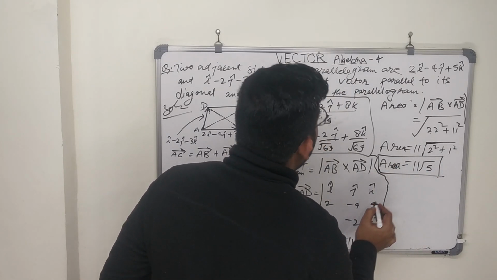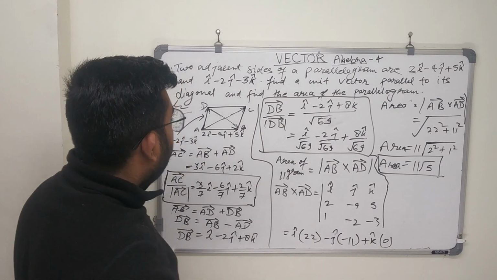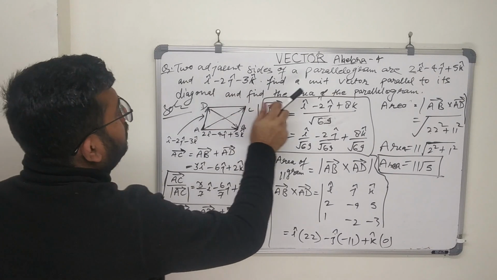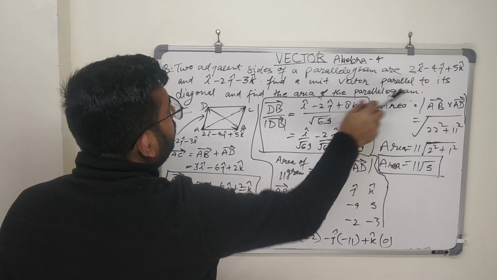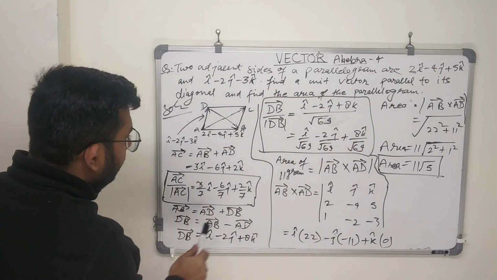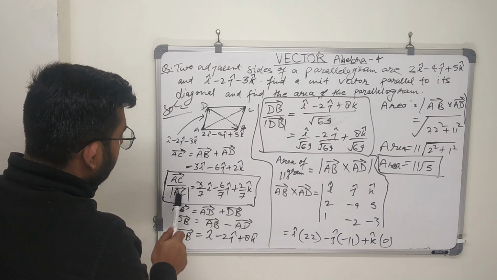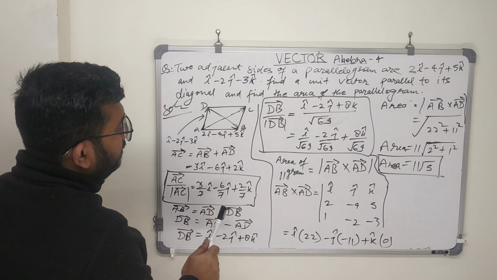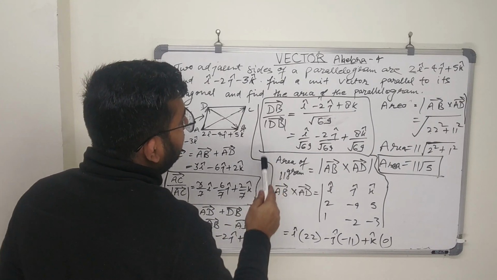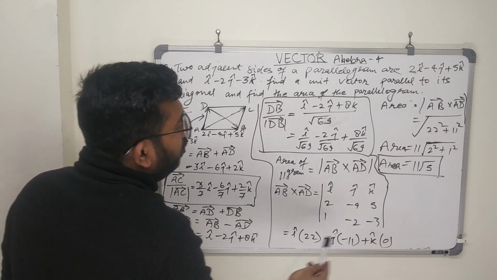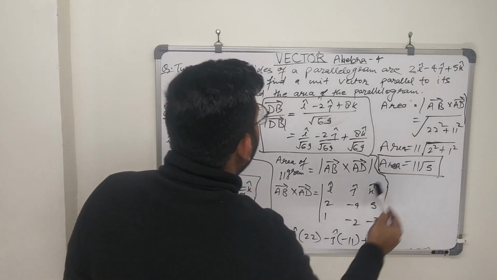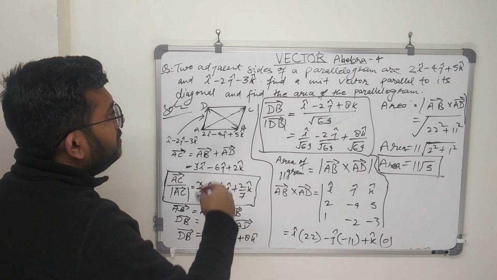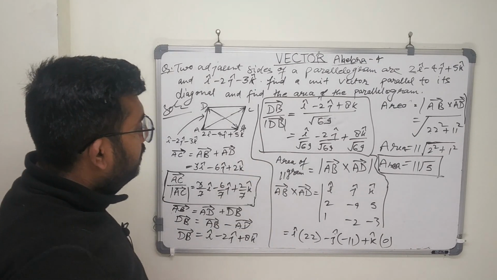So the whole question has been solved. First part is the unit vectors along the diagonals: the unit vector along the first diagonal is this, the unit vector along the second diagonal is this, and the area of the parallelogram is this. So in this way a huge question has been solved. Now please note down the solution of this question.